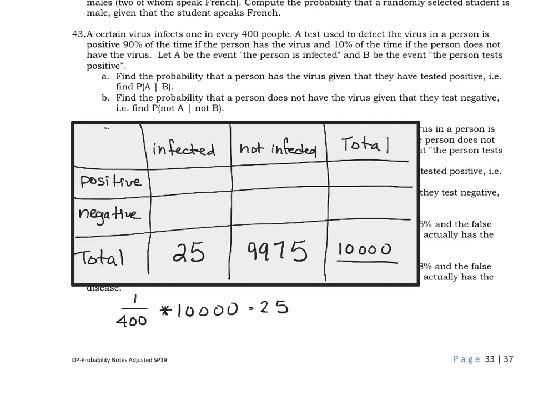A test used to detect the virus in a person is positive 90% of the time. So we're talking about this row right here, the positive row. Is positive 90% of the time if the person has the virus. Okay, so that means they are infected. So how many people were infected? 25. So 90% of 25 people is going to be 22 5/10.